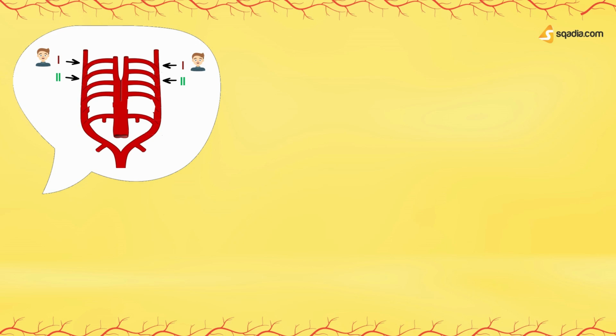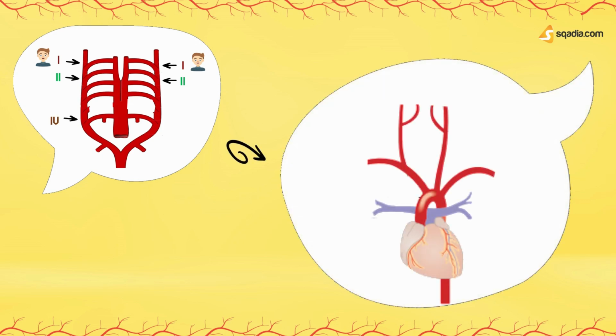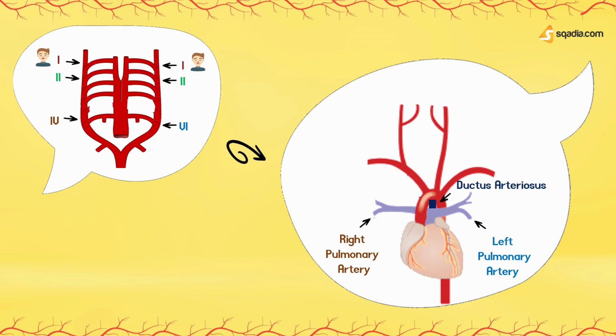Now, if we talk about aortic arch 6. Aortic arch 6 of right side gives right pulmonary artery. Aortic arch 6 of left side gives left pulmonary artery. And the connection between pulmonary trunk and aorta is ductus arteriosus. Aortic arch 4 of left side becomes aortic arch.